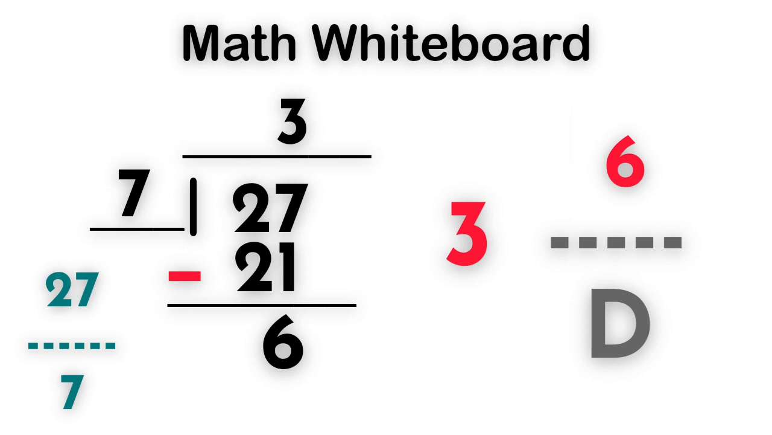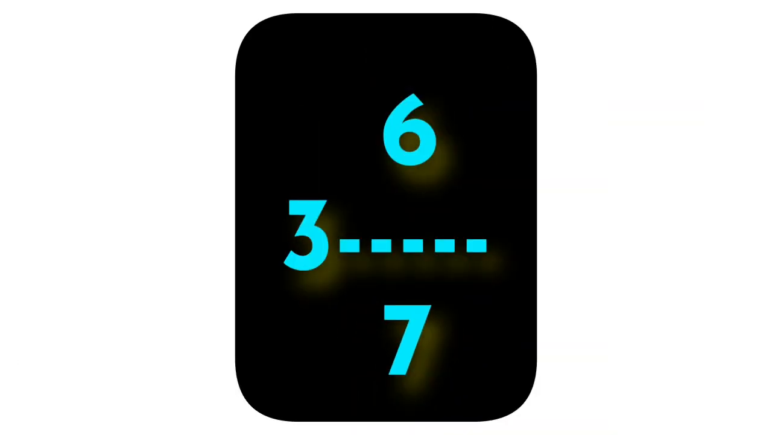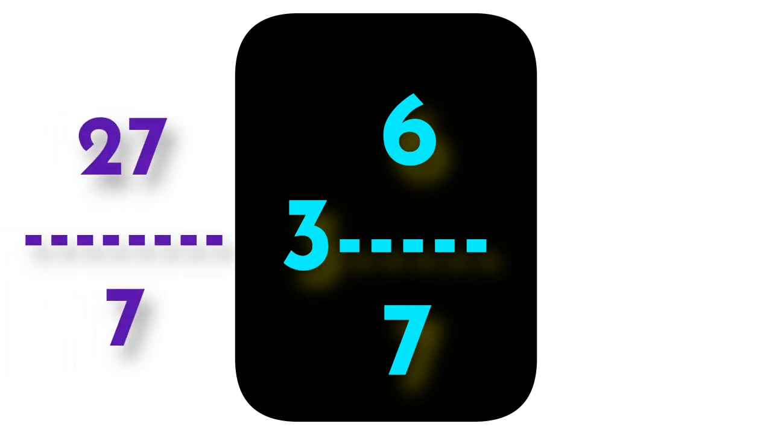So here we add the denominator as 7. So it was very easy for us to figure out this mixed fraction, which is 3 and 6 by 7, from 27 by 7.